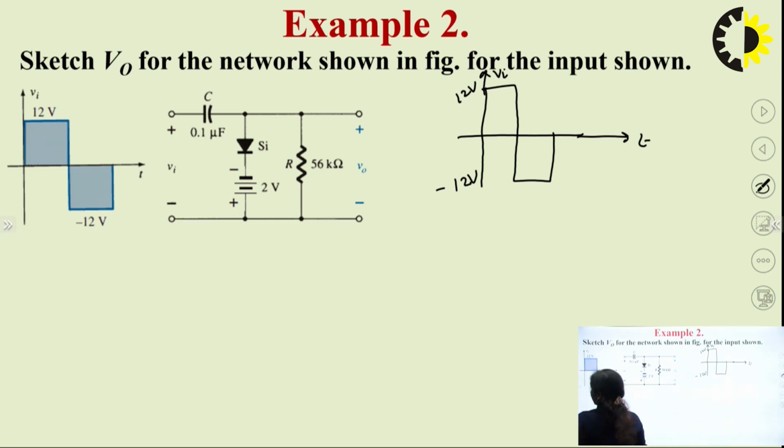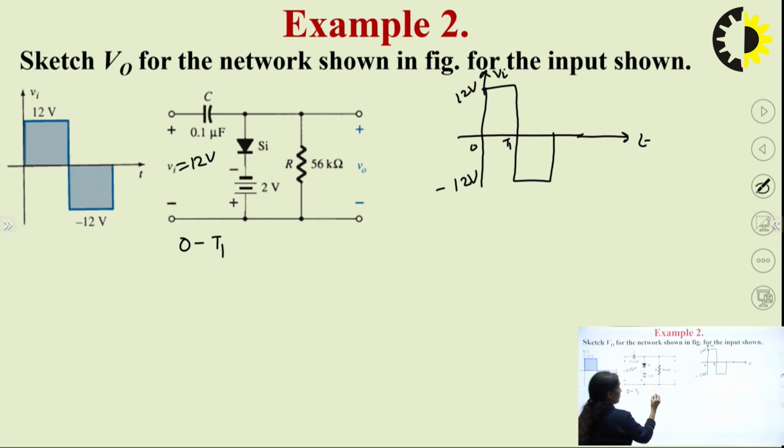During the time period 0 to T1, let me complete this one example. So, 0 to T1, diode will be in a forward bias state because here you are applying the positive 12 volts. So, this your diode will be in a forward bias state.